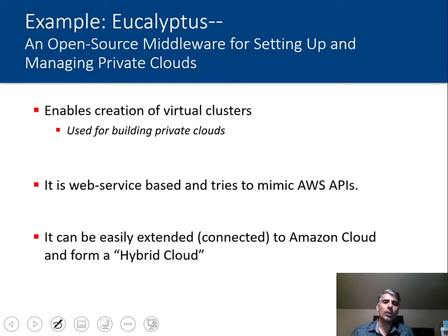Okay, let's look at Eucalyptus a little bit. Basically, it enables us to create virtual clusters. It mimics AWS. AWS means Amazon Web Services, Amazon Cloud. And it enables us to create a hybrid cloud, which means the combination of a local organizational cloud and a public cloud, like those offered by Amazon.